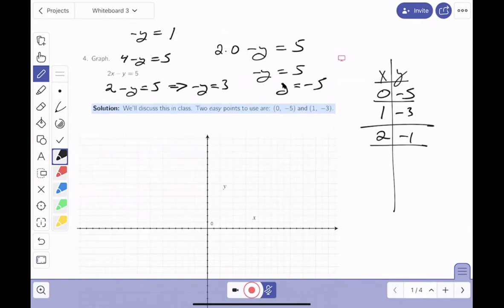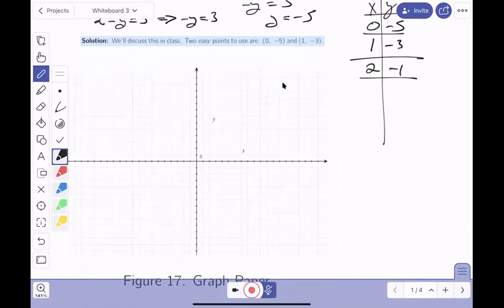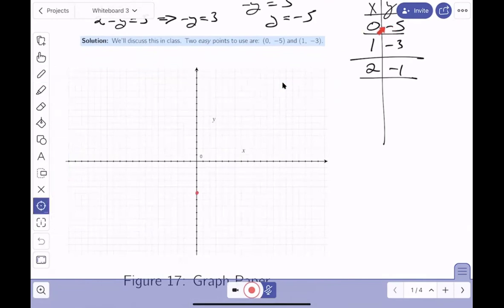I'm going to plot these points one at a time. And let's see, 0, minus 5, right? I've got to count down 5. I want to point out what I did. I'm doing this point over here. That means nothing along the x-axis, but I have to move down 5. 1, 2, 3, 4, 5. I did that point.